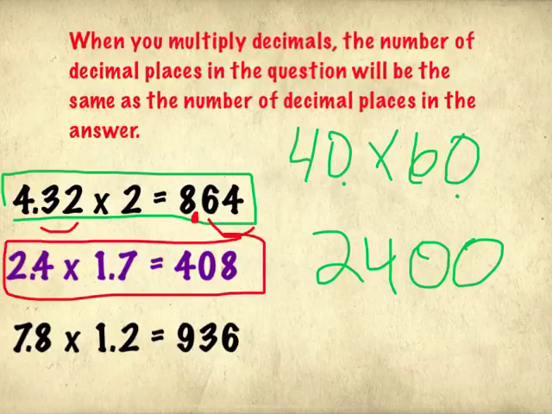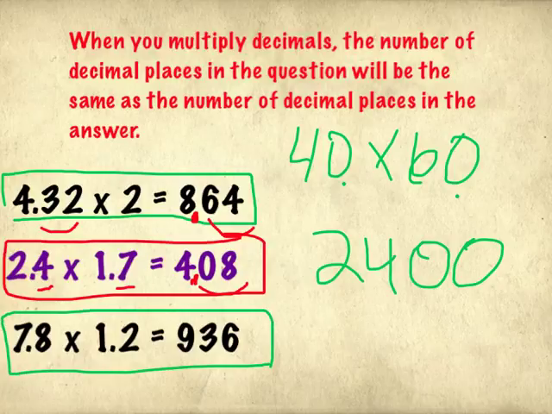2.4 times 1.7 equals 408, and I need some decimals. Again, in the question I have 2 decimal places, so in the answer I need to have 2 decimal places. Now take a quick look, pause the video if you want, and see if you can figure out this one.